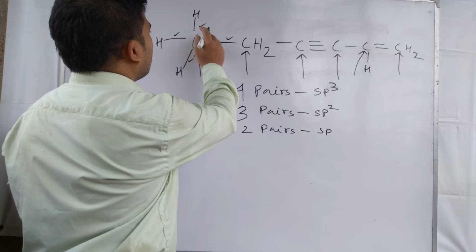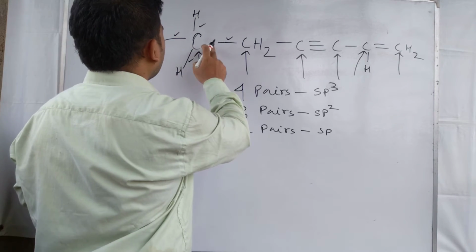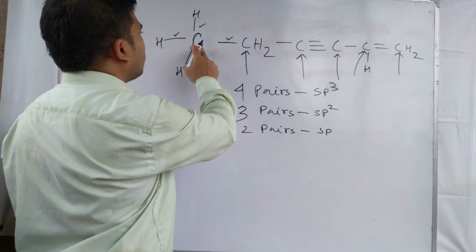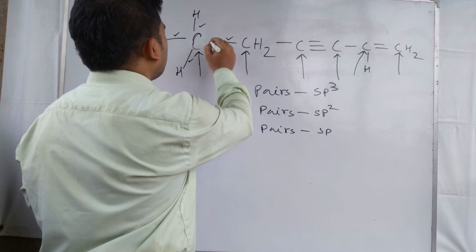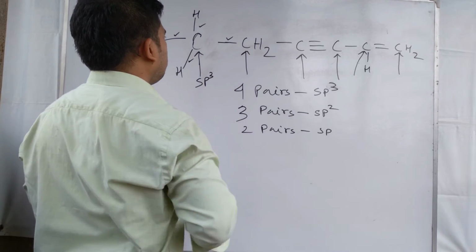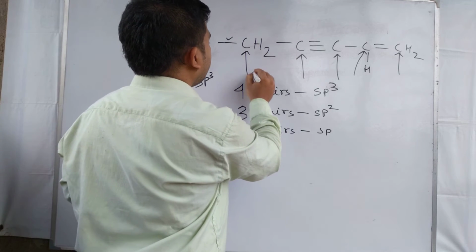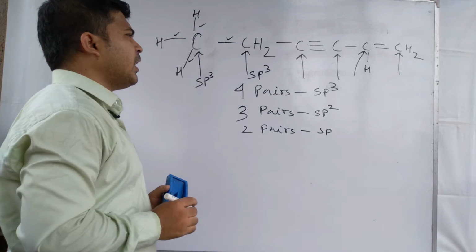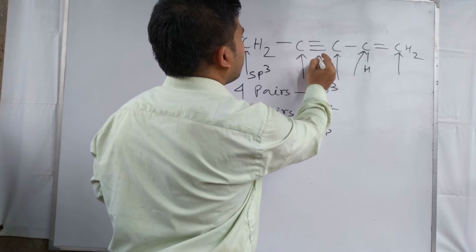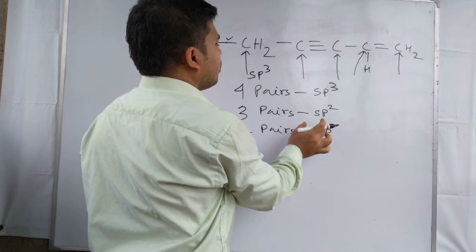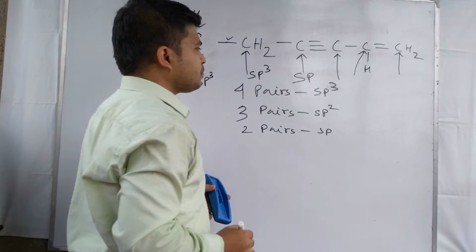In this carbon you see 1, 2, 3, 4: 3 hydrogens and 1 carbon bond. Therefore 4 bond pairs are present, causing this carbon to be sp3 hybridized. For this carbon, 2 plus 2 is 4, so this carbon is also sp3 hybridized. And for this carbon, look here, it is only one pair and this is another pair. So 2 pairs are here, and the hybridization of this carbon is sp.